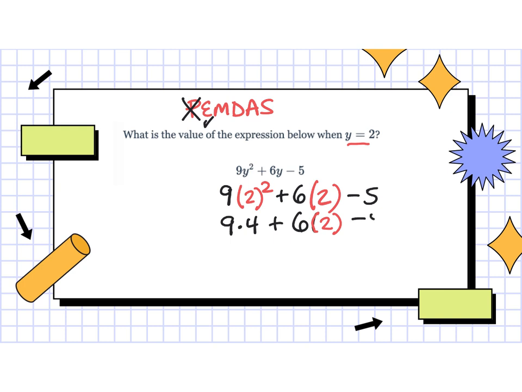My PEMDAS tells me that I have to do my multiplication and my division from left to right. I only see multiplication, so I can do those at the same time. So 36 plus 12 minus 5. And my PEMDAS tells me I do my adding and subtracting from left to right, so whatever I see first. So add 36 plus 12, so 48 minus 5. And now my subtracting is left, so I end up with 43.